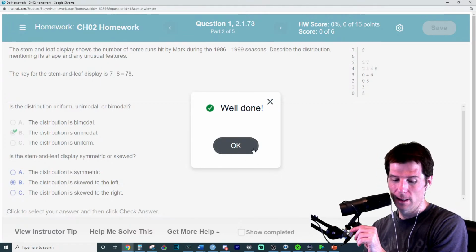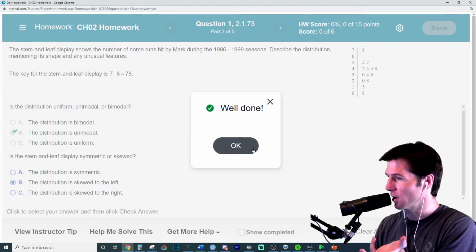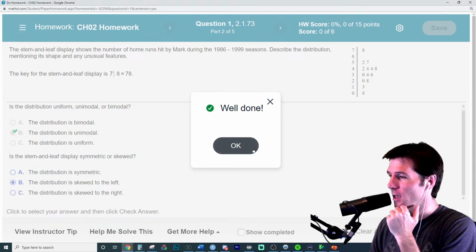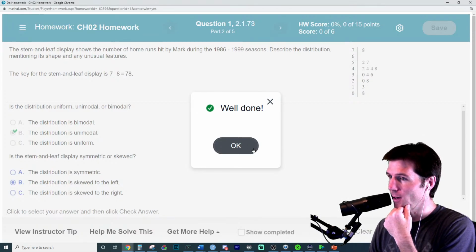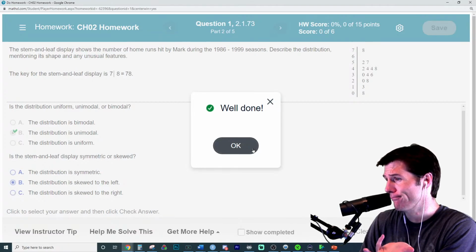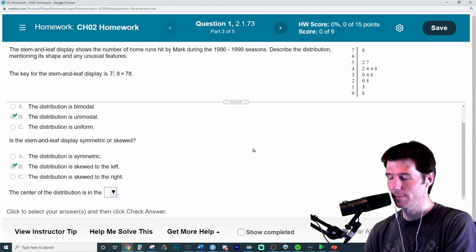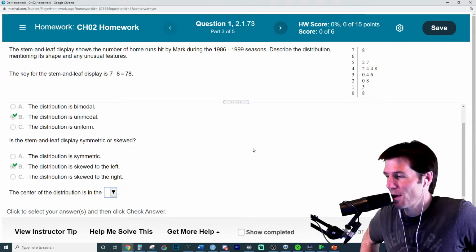Not today. Because someone could say it's mostly symmetric. If someone was talking to me, I would accept mostly symmetric with a high outlier. Like, it's mostly symmetric. Better answer.